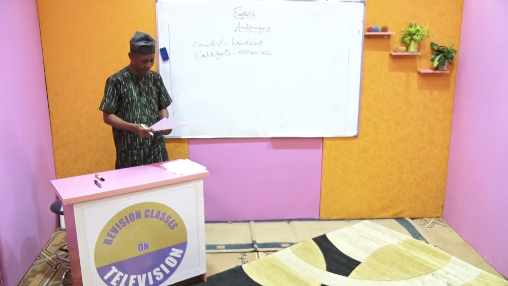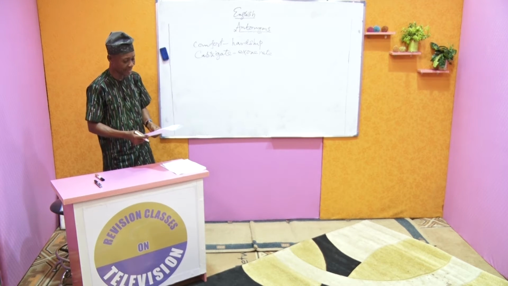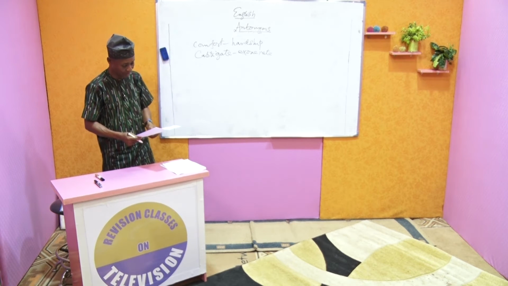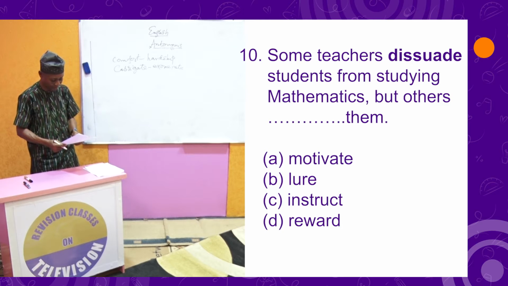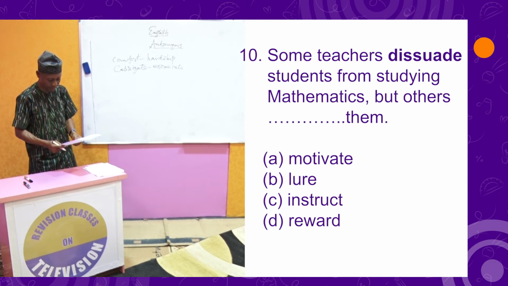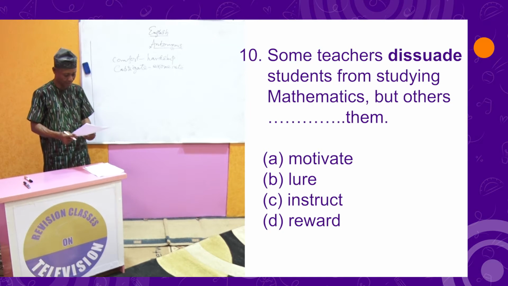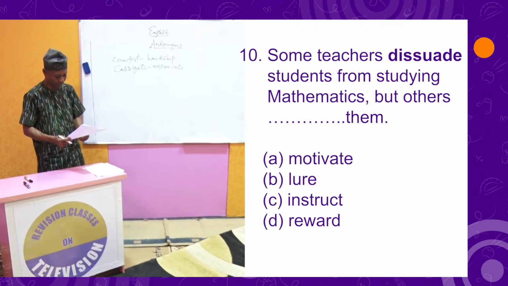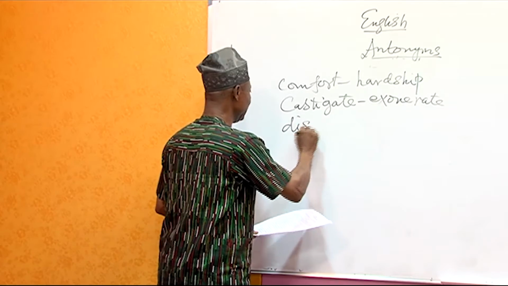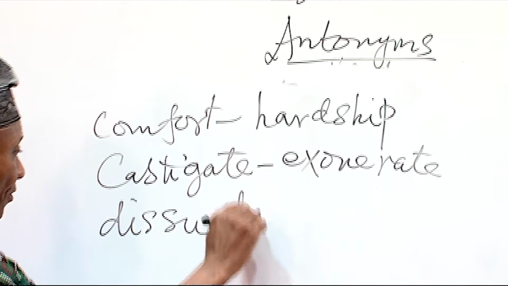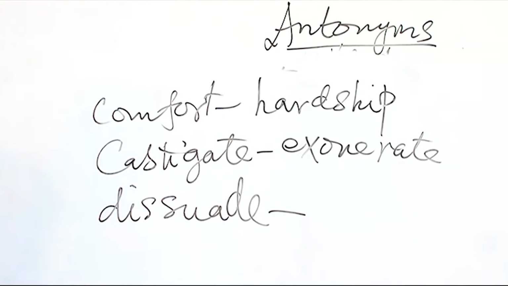Now we go to question number 10. That is the last in the 2015 questions. Some teachers dissuade students from studying mathematics, but others dash them. The word underlined in this sentence is dissuade. Of course, when you dissuade, you know the meaning.